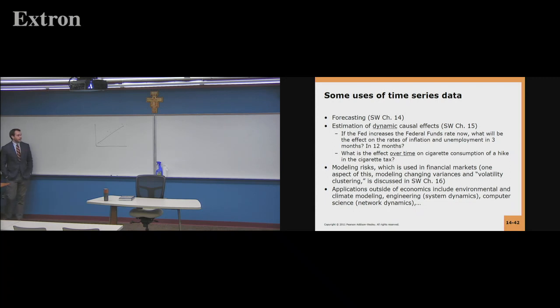What is the effect over time on cigarette consumption of a tax hike on cigarettes? Obviously, people aren't going to change their behavior immediately. It's going to take some time. And there's an interesting question of over time, how does tax policy affect people as they're forced to adjust their budgets, especially with cigarettes, because they're addictive. People won't be able to quit right away. That may take time. So it's a policy that won't have an immediate impact, or all of the impact won't be immediate.